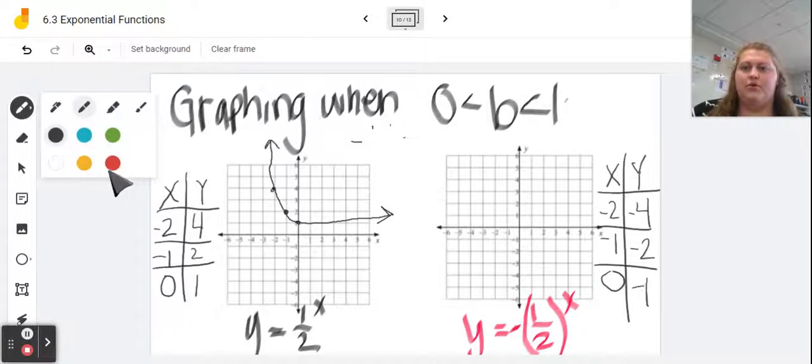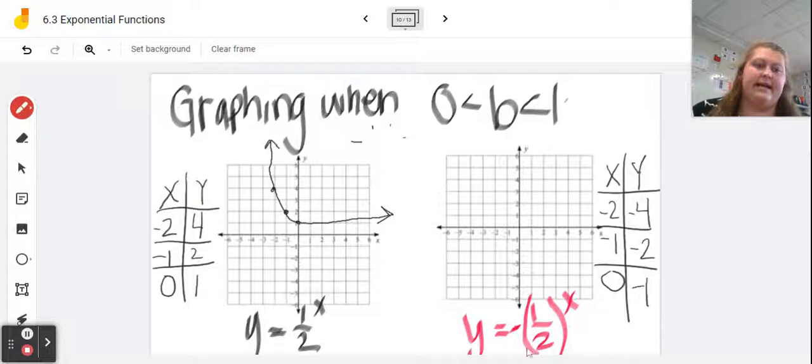Now I'm going to do the second graph, when it's a negative half. So -2, -4, so it's going to come down. Then -1, -2, and 0, -1. This time it falls down to the left, whereas last time it fell down to the right. That's the difference between b greater than 1 and b in between 0 and 1.